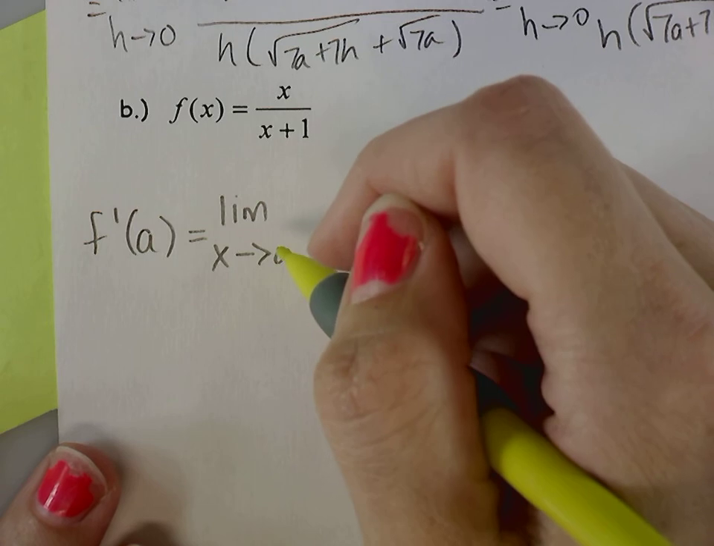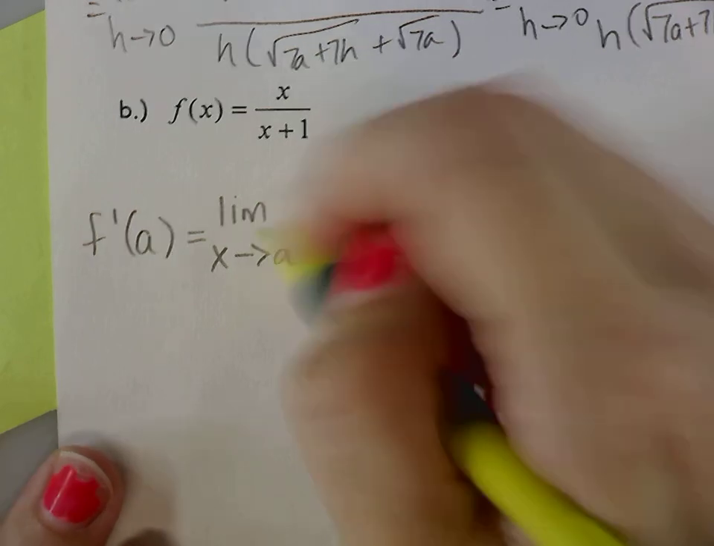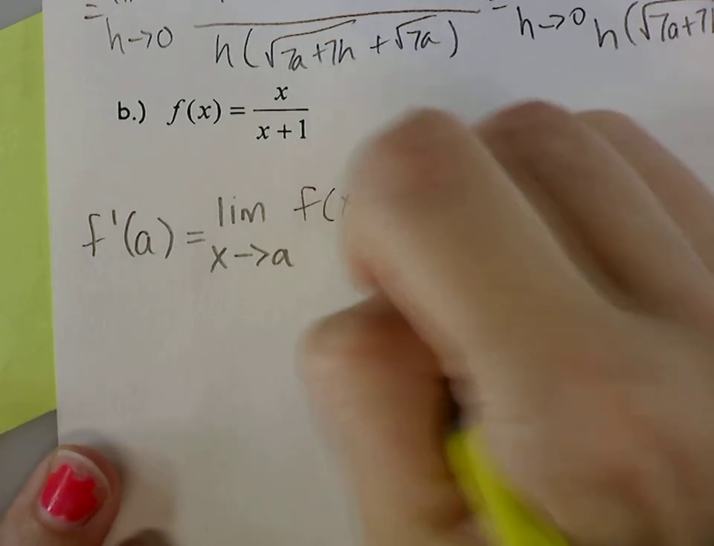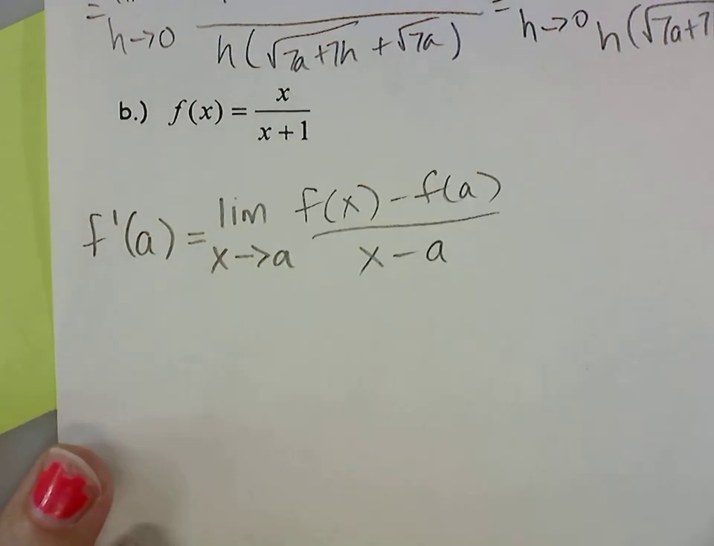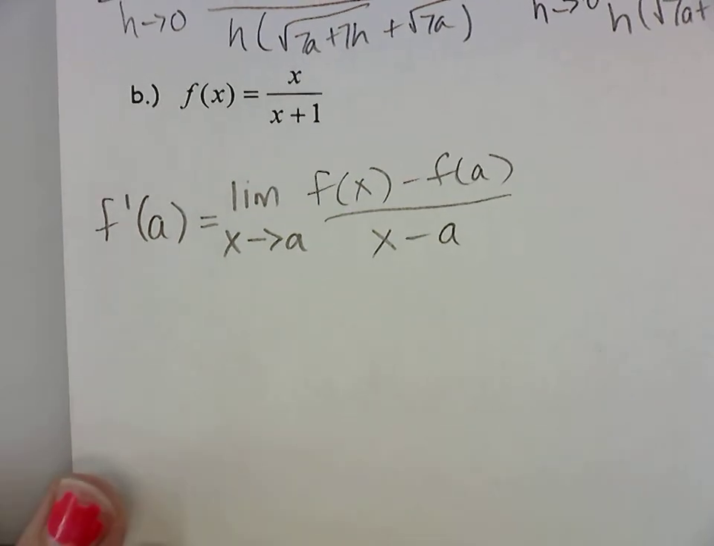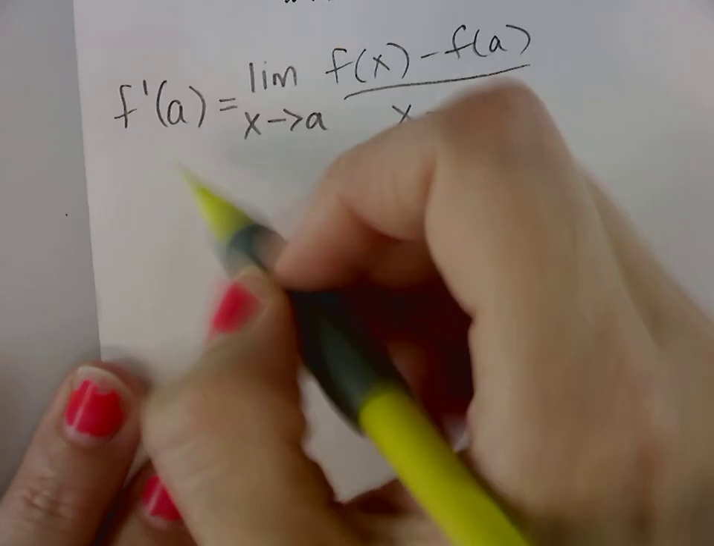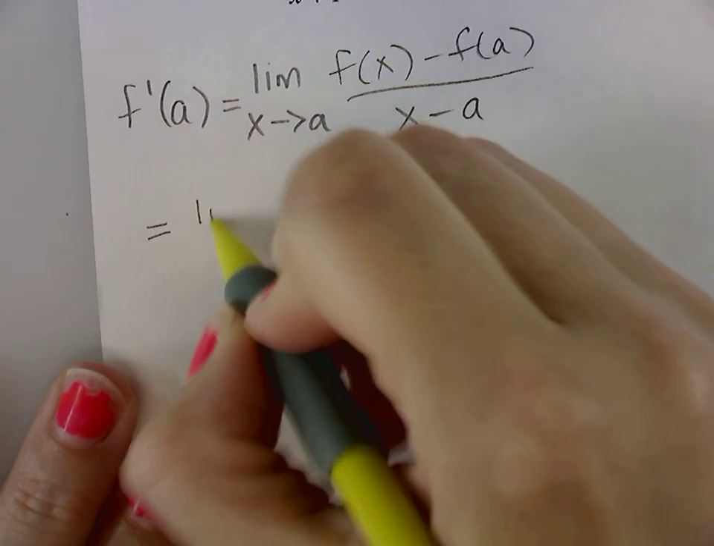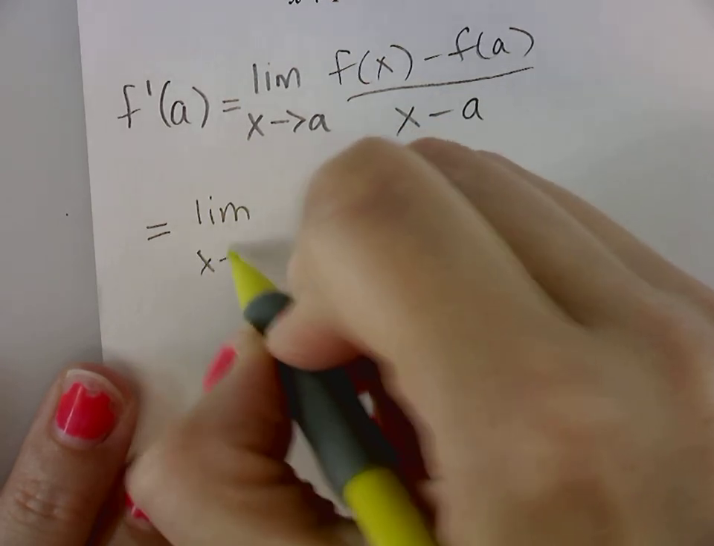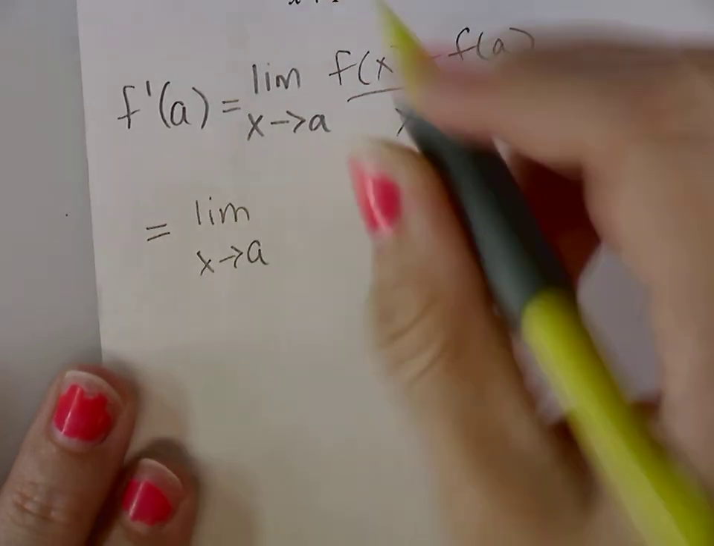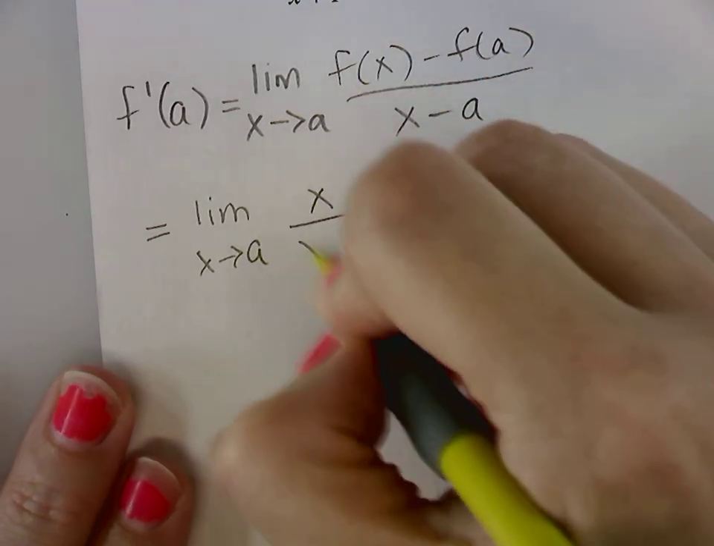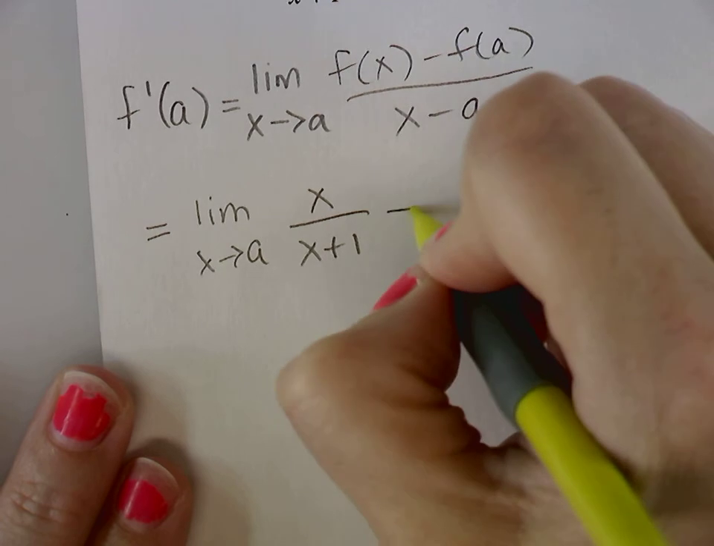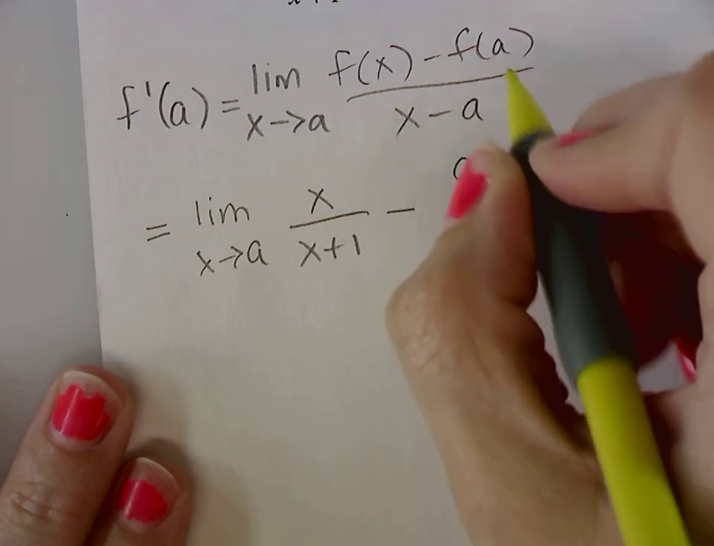So we're going to have the limit as x goes to a, and then it's f of x minus f of a over x minus a. When you're doing f of x, that's just going to be your given equation. So the limit as x goes to a, f of x is going to be x over x plus 1 minus f of a, which is a over a plus 1.